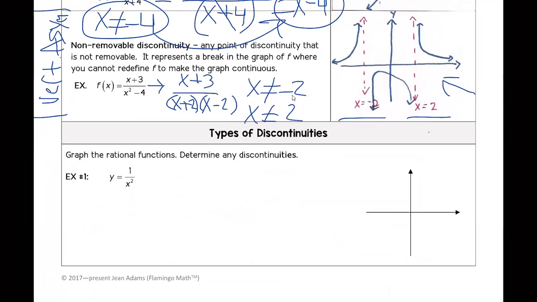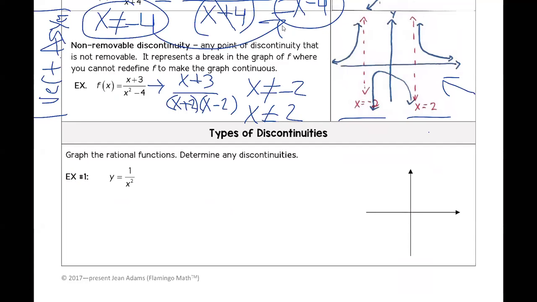So this function here, what can't I plug into this function, 1 over x squared? What would be a point of discontinuity on the bottom there? What can't you plug into 1 over x squared? 0, right? Because you can't have 1 over 0. If you divide by 0, bad, can't do it. If you put that in your calculator, any number divided by 0 is going to give you a domain error or an error. You can't divide by 0.